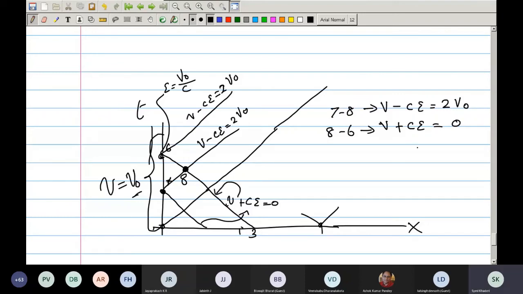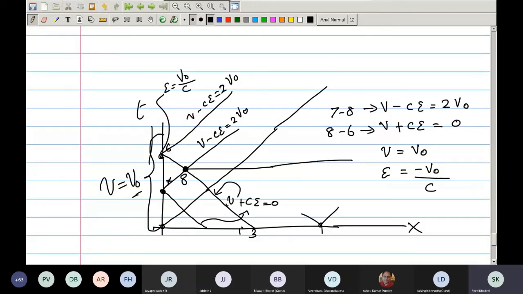Remember, this is the v plus c epsilon is 0 line. So at this point 8, both these conditions have to be true. So at 8, I can evaluate my v to be v0 and my strain to be minus v0 by c. So at 8, the strain is this, and this is what is happening at 8.